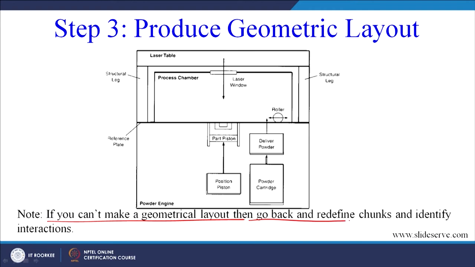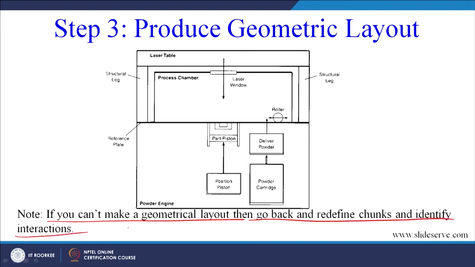So that is, you can say, the advantage of the product architecture, that we know where our strength is and what all we can get from the industry. So this is the second step. Third step is produce the geometric layout. Now we have to see how physically our product will look, where the CO2 laser must fit in, where the table, where the sintering will be done, and where the control cabinet must be. So note, if you can't make a geometrical layout, then go back and redefine chunks and identify the interactions.